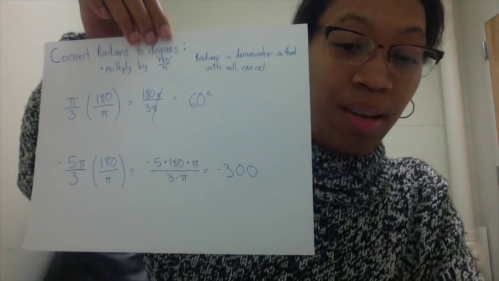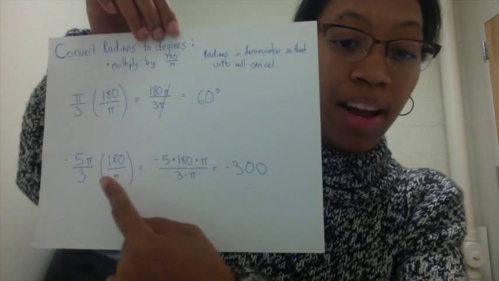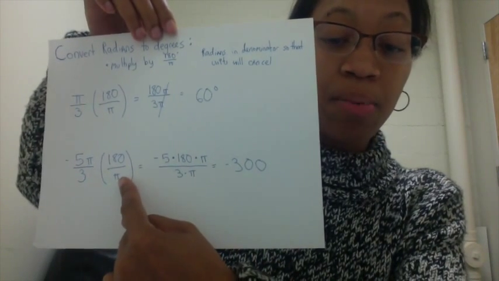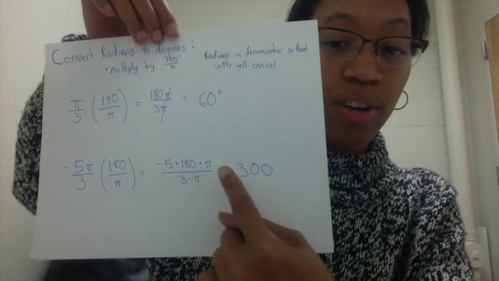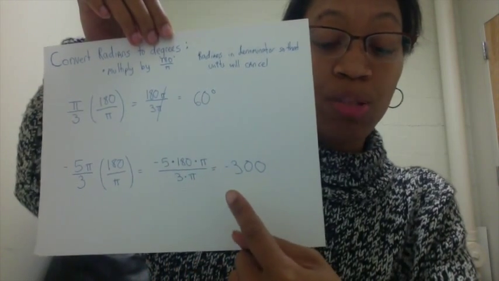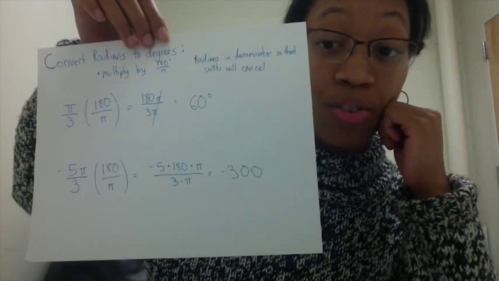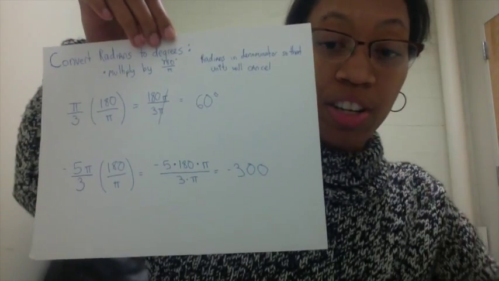And another example, this time we multiply by 180 over pi, multiply straight across the top and straight across the bottom, cancel those pi's, and then we reduce those numbers to be 300 degrees.